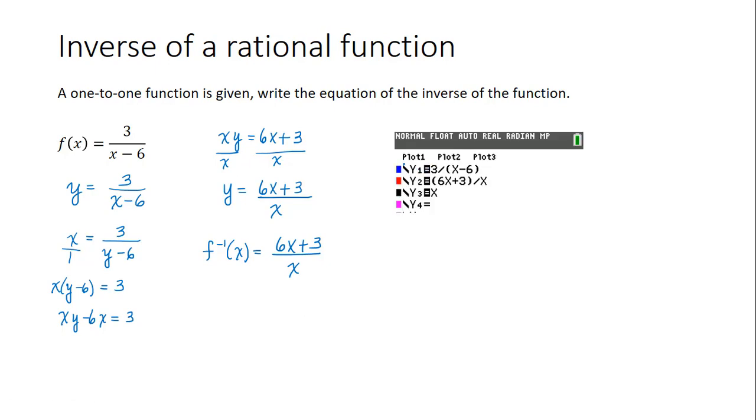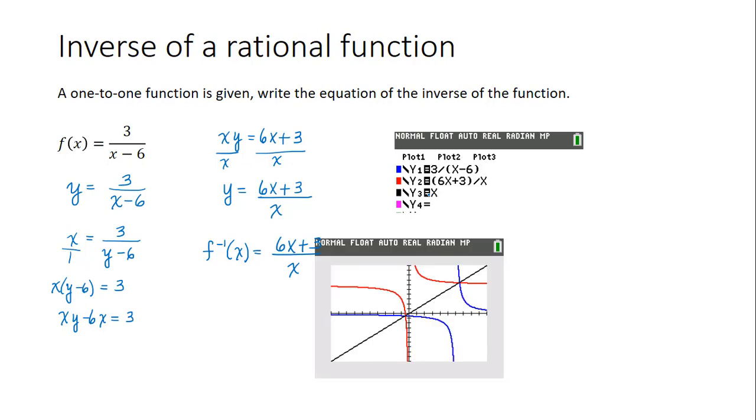Now to confirm, we can go to our calculator. If we input the first function into y1, which is 3 divided by, in parentheses, x minus 6, and in y2, we will input the inverse, which is in parentheses 6x plus 3 divided by x. And then in y3, I have y is equal to x because those two functions should be symmetric about the graph of the line y equals x if they're inverses.